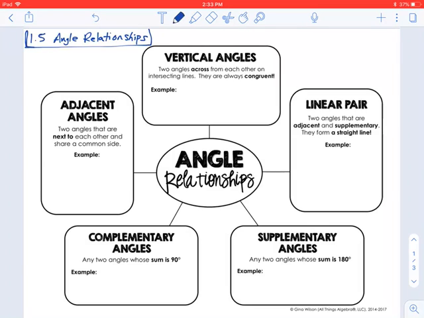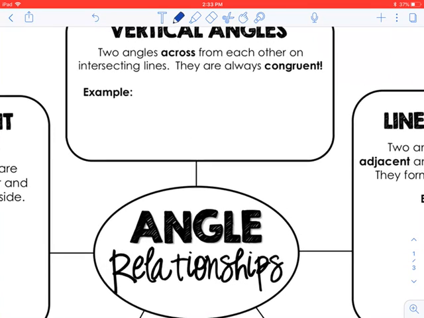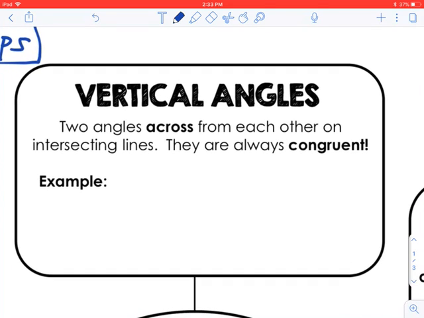All right, geometry, we're talking 1.5 angle relationships now. So these are all the different relationships that two angles can have with one another. And some of them can be combined with others, some of them can't. So we'll start with vertical angles. These are two angles across from each other on intersecting lines. They are always congruent, okay?